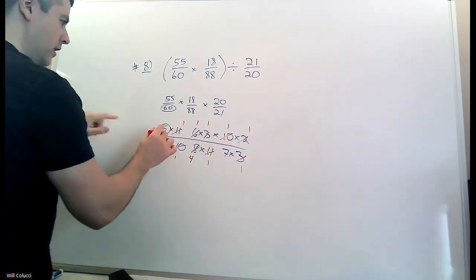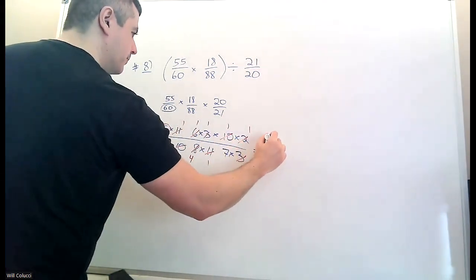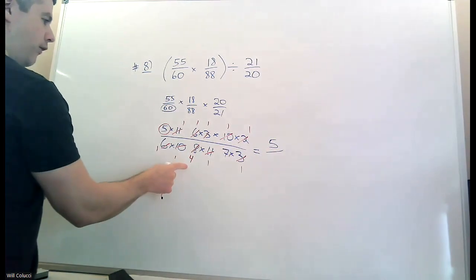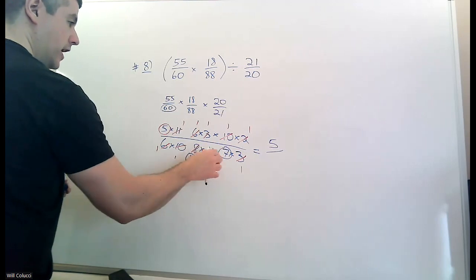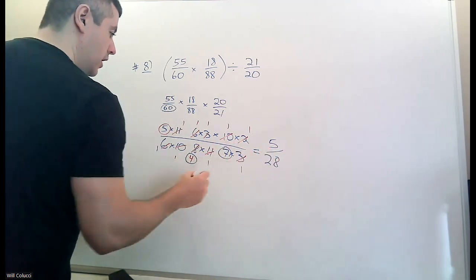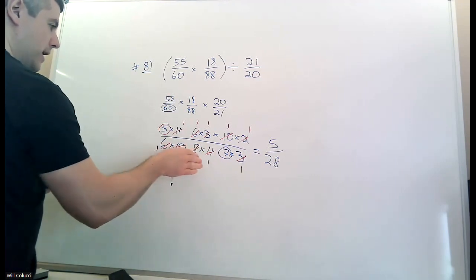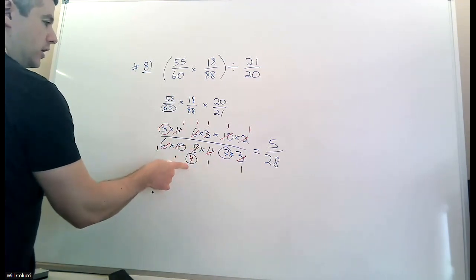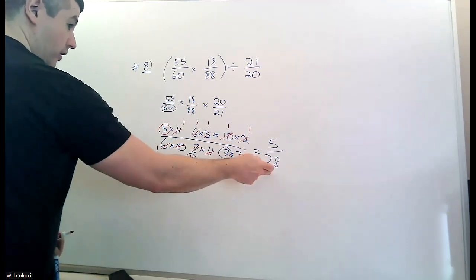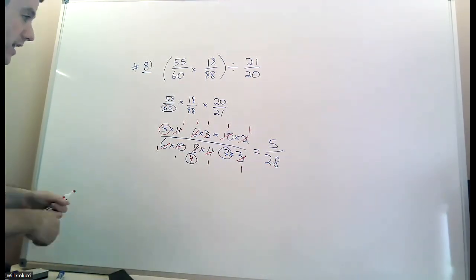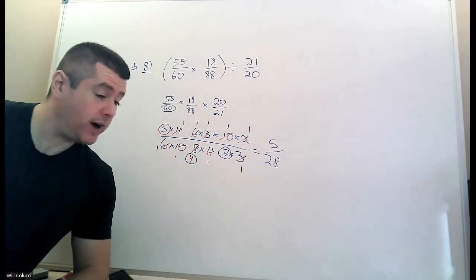I'm left with a 5 on top, and 1, 1, 4, 1, 7 on the bottom, right? So you have to get 28. Note that 5 does not go into 4, 5 does not go into 7. I can't break these numbers. Even if I did 2 and 2 here, it doesn't do any good. Nothing goes into 5. And 5 and 28 have nothing in common, right? 28 is 4 and 7. So neither one of those numbers divide into 5 evenly. So this is how I know that I'm finished. All right. So you get 5 over 28 for that one.